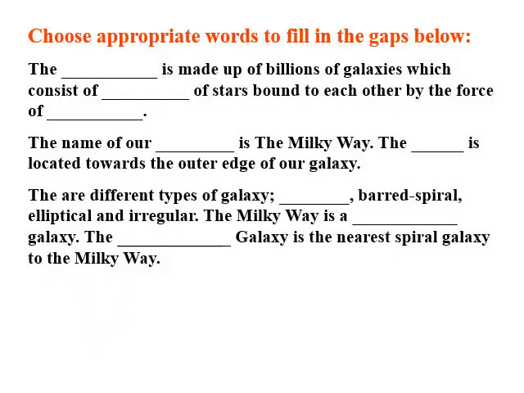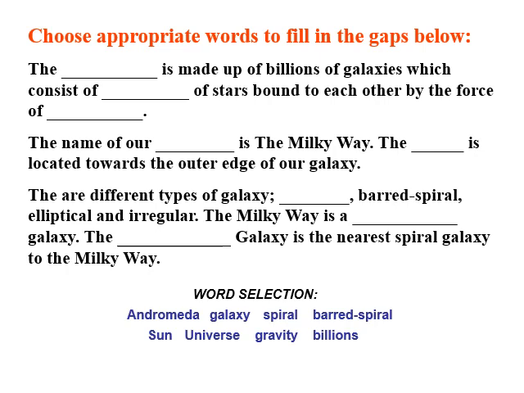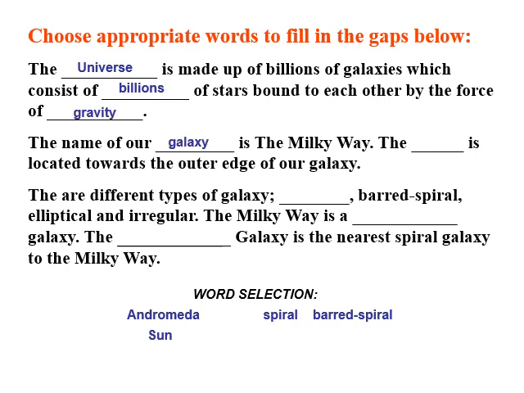Okay, so just to finish that off, here are the words. The universe is made of billions of galaxies, which consist of billions of stars, which are bound to each other by the force of gravity. The name of our galaxy is called the Milky Way. The Sun is located towards the outer edge of our galaxy, on one of those arms. There are 4 different types of galaxies. We've got the spiral, bar spiraled, elliptical, and irregular. The Milky Way is a bar spiral galaxy, and the Andromeda Galaxy is the nearest spiral galaxy to the Milky Way. There we go.